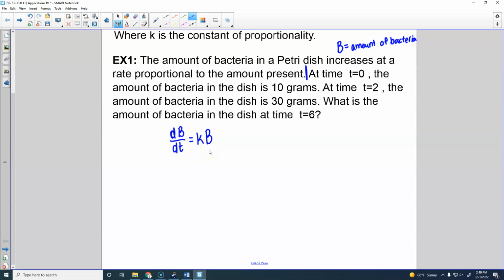So before we can integrate, we have to separate our variables. I can't do anything with that dt in the bottom, so I'm going to multiply by dt. So I get dB equals kB dt. What do I need to do now? I need to divide by that B, because I have to separate my variables. I could take the k with it, but life is going to be easier if you leave it where it's at.